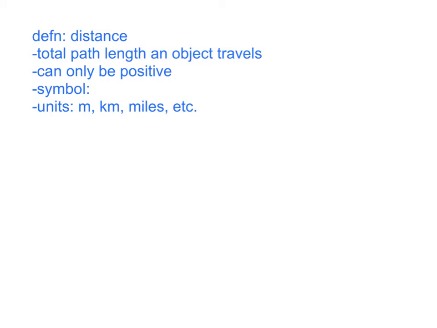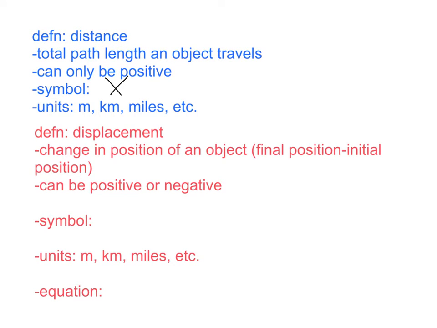The symbol is just an X, and the units can be miles, kilometers, meters, etc. So anything that's a unit of length would be a unit for distance. The most common unit that we'll use will be meters. Our vector version of distance would be displacement. So distance is a scalar. It can only be positive. It's just telling you an amount. Displacement is the vector because it has to take into consideration direction.